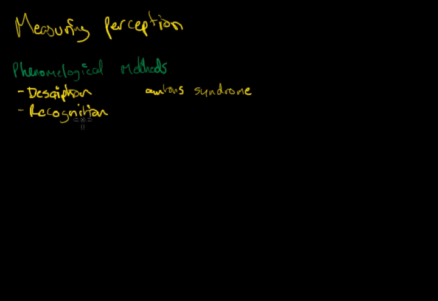So we'll see many examples of recognition tests. When it comes to perception, we can see the use of recognition, not only for looking for the limits of perception, but also, like we said, in diagnosing things such as prosopagnosia or visual form agnosia, and so on.